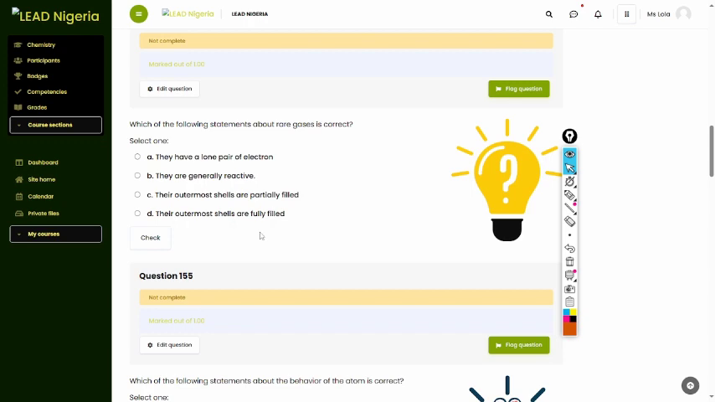Which of the following statements about rare gases is correct? Okay, so rare gases have a lone pair of electron. A lone pair of electron. Okay, let's see the other ones.